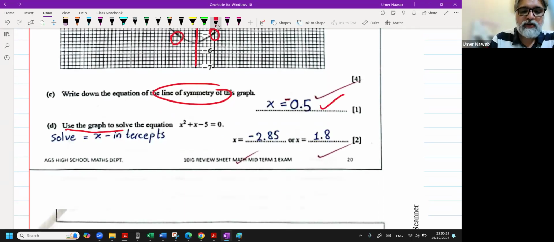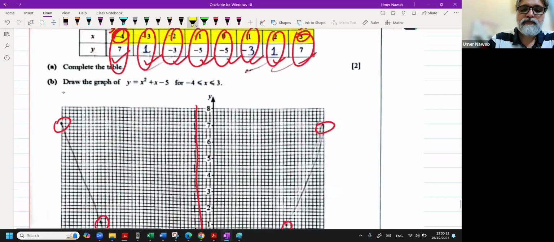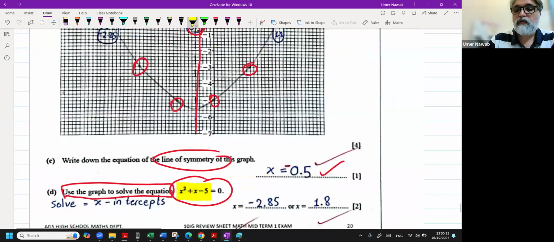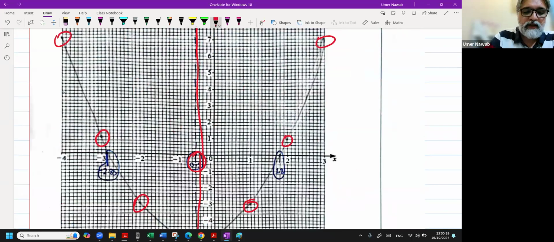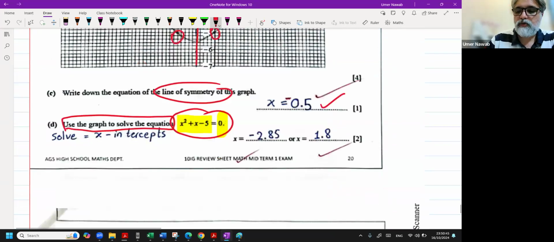Then he's saying use the graph to solve this equation. This is matching with the graph which has been plotted. What is written on the other side? 0. So y is equal to 0 means the x-axis. I want to check where the line is cutting the x-axis. It is cutting the x-axis at these 2 points. So these are my 2 solutions.